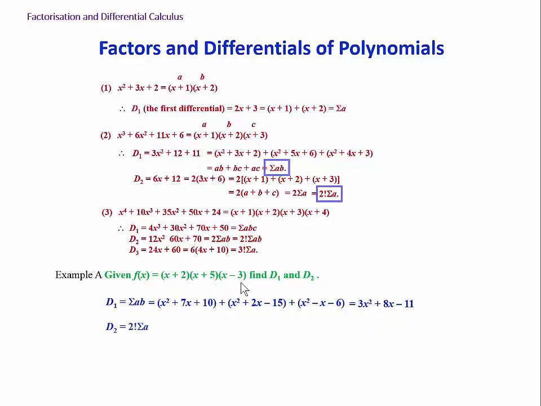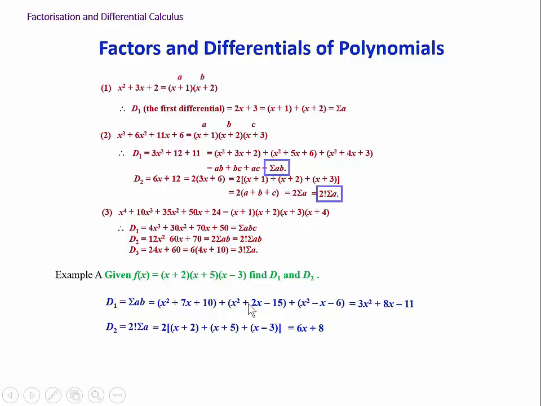Similarly, d2, we know that's given by factorial 2 sigma a, so all we need to do is to multiply 2 by the sum of the factors. And twice the sum of the factors means twice the sum of these three factors here, which are in the bracket. So that gives us 3x plus 4, which becomes 6x plus 8 when we double.